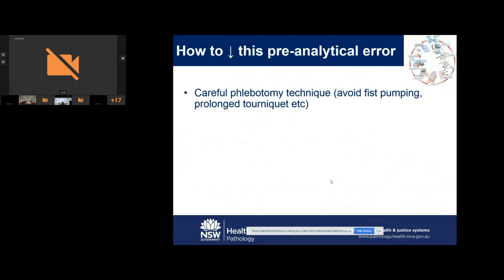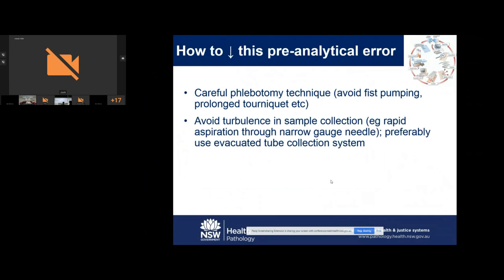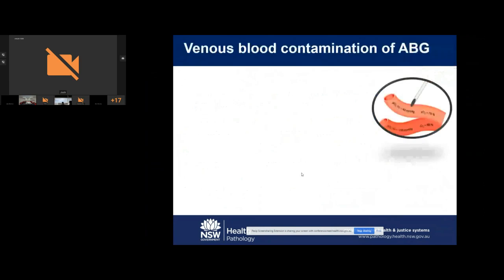Careful phlebotomy technique, so avoid fist pumping, which can also contribute. Avoiding turbulence in sample collection, so rapidly aspirating through a narrow needle in a difficult collection. It would be preferable to use the evacuated tube collection systems. Avoiding vigorous mixing or shaking of the sample, and avoiding directly putting the sample on ice.